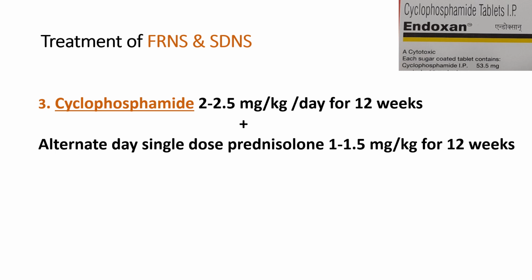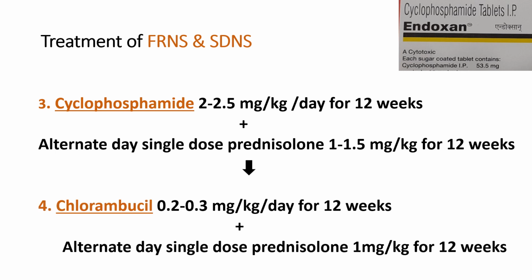for 12 weeks. If the child has not responded to this, then the fourth step is we can start chlorambucil, and it also causes leukopenia. Dose is 0.2 to 0.3 mg per kilogram per day for 12 weeks with alternate day single dose prednisolone 1 mg per kilogram for 12 weeks.